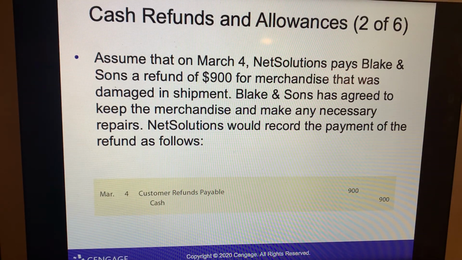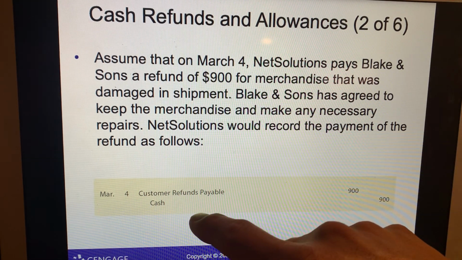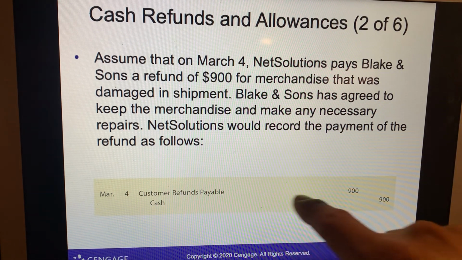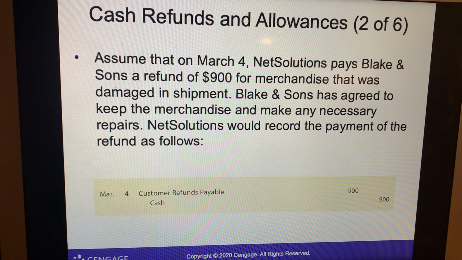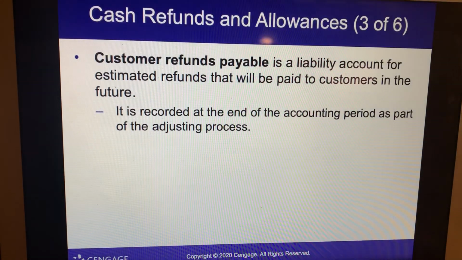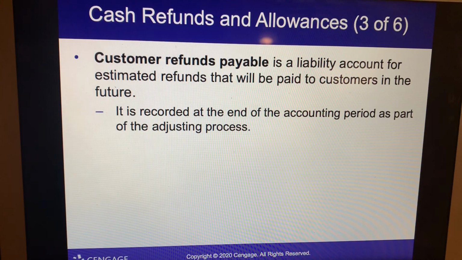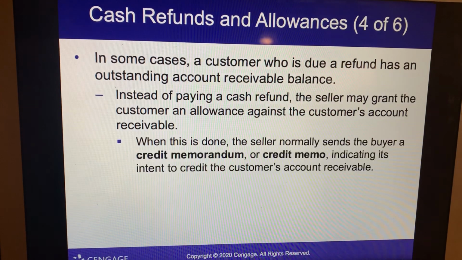Cash refunds and allowances. So here's an example. Customer refunds payable $900, cash $900. Okay, so we offered a refund. Customer refunds payable is a liability account for estimated refunds that will be paid to customers in the future. It is recorded at the end of the accounting period as part of the adjusting process.